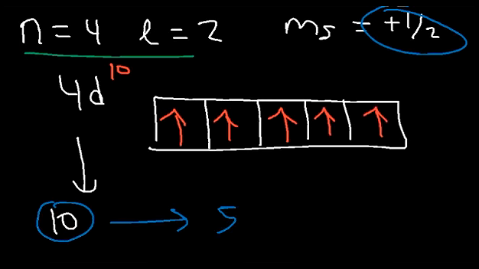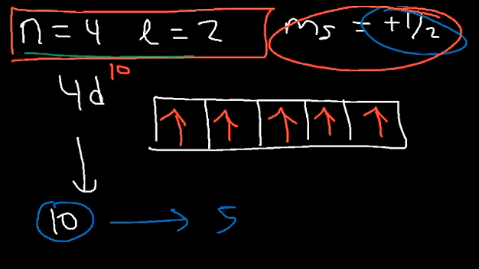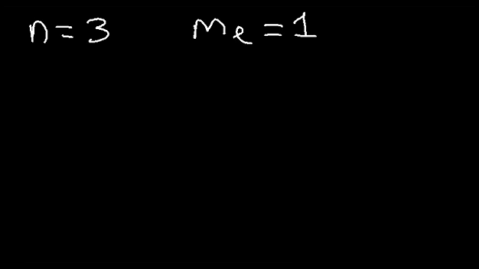So once you add ms to the equation, if you're looking for the maximum number of electrons with those quantum numbers, it's always going to be half of whatever the previous two numbers will be. So for example, let's say we have the quantum numbers n and ml. Let's say n is 3 and ml is 1. How many electrons will have these two quantum numbers?